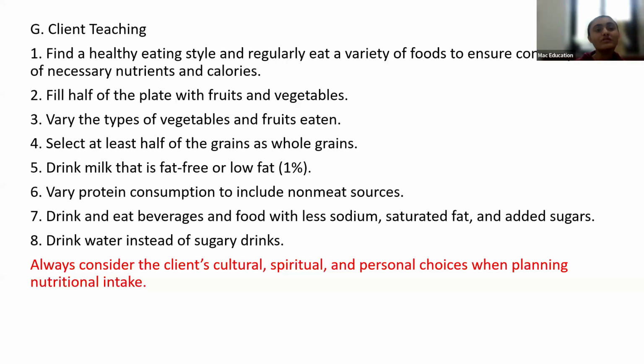If the client is following some cultural practices, for example in India, if the client is following Jainism or Buddhism or Swaminarayan, we cannot offer them onion and garlic. So you have to always keep the cultural, spiritual and personal choices of the client in mind before planning nutritional intake. Understood?